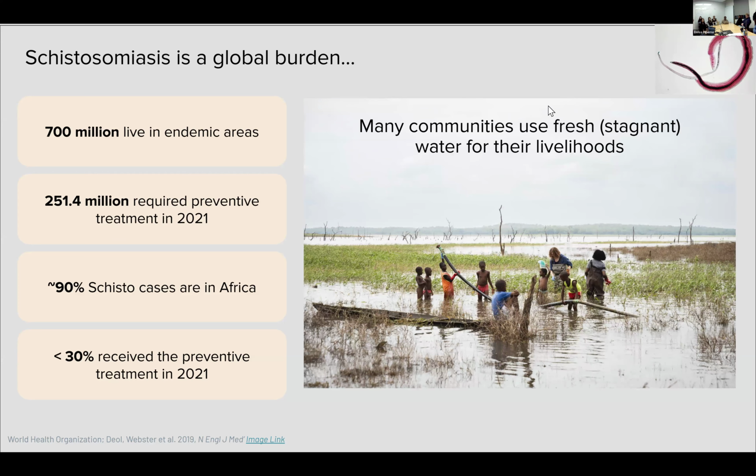Anytime you go into the water and have some sort of skin contact with infected water, this parasite can go into your skin and into your bloodstream and cause all sorts of downstream complications, from the normal symptoms like fever, vomiting, stomach aches, all the way to getting cancer. So it's very important to detect this disease as early as possible and treat it as early as possible.